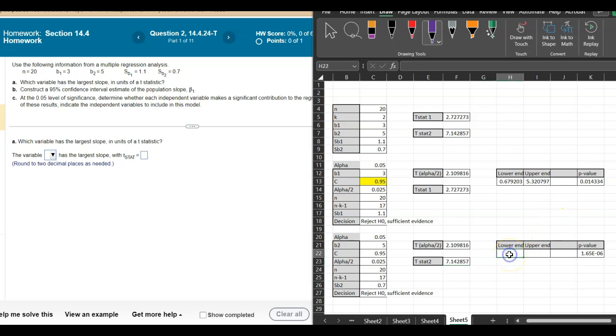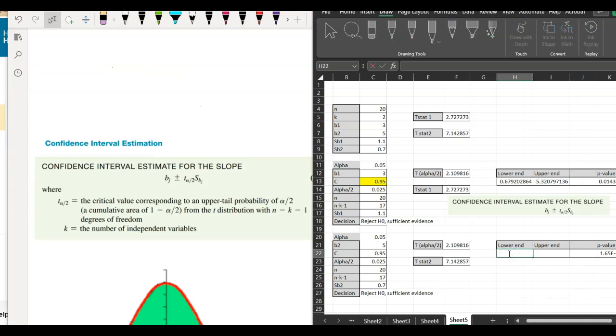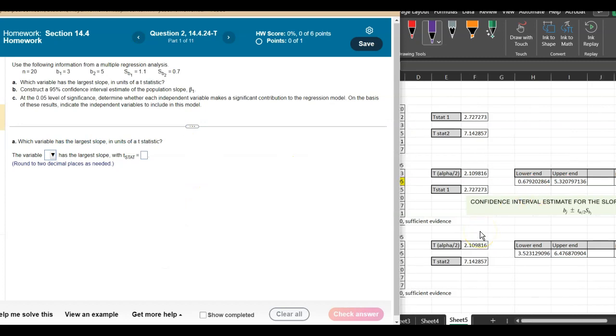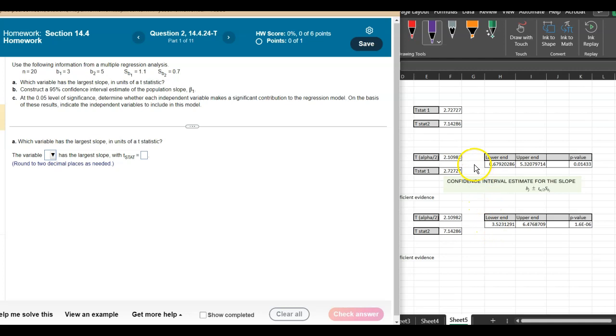And I'm going to do again the lower and the upper value. According to my formula, the lower end is going to be equal sign, the b2 first, minus, and then you put the t alpha over 2 multiplied by the sb2 here. And we can do it as well for this one. It can be equal sign, the b2, now plus instead of a minus, then t alpha over 2 times the sb2, and enter. So we get the two values that we are looking for. Okay, so we can go back to the question, and it's only a matter of filling up the answers there.